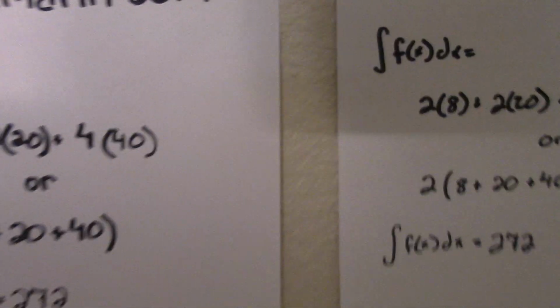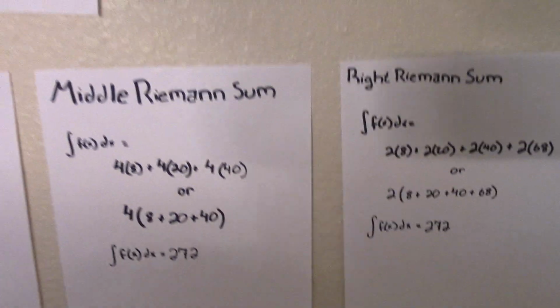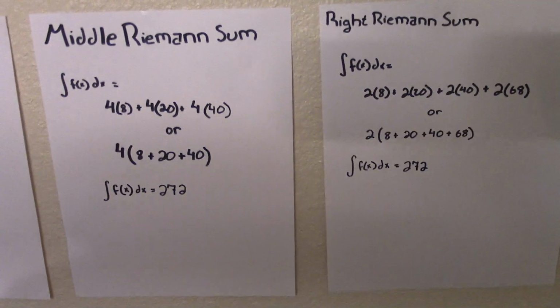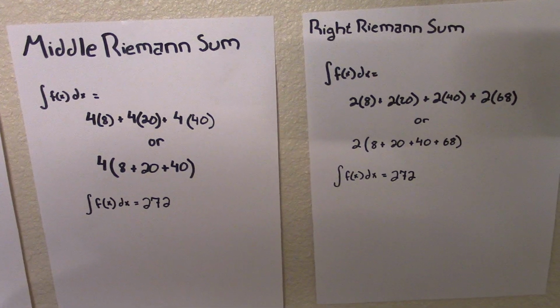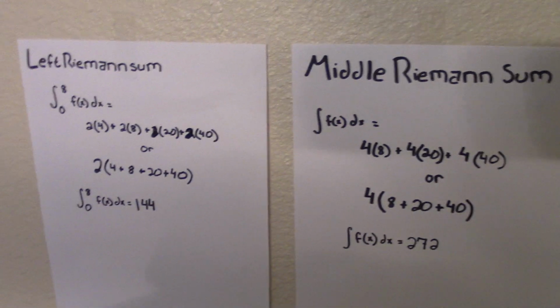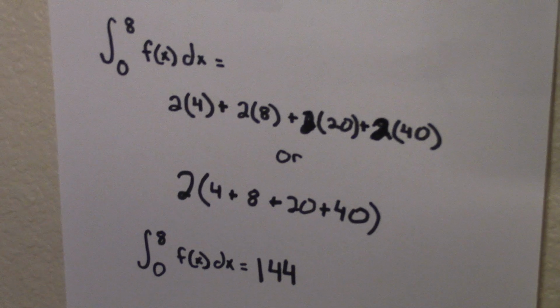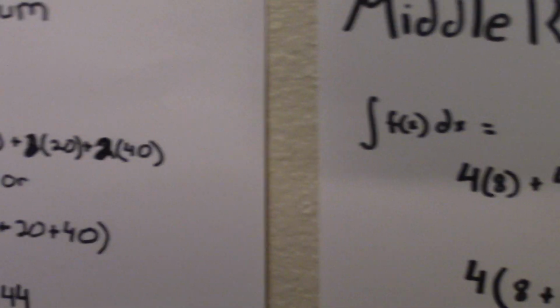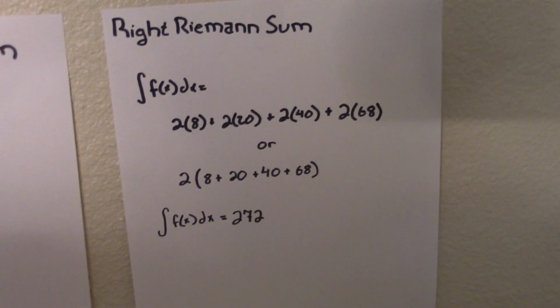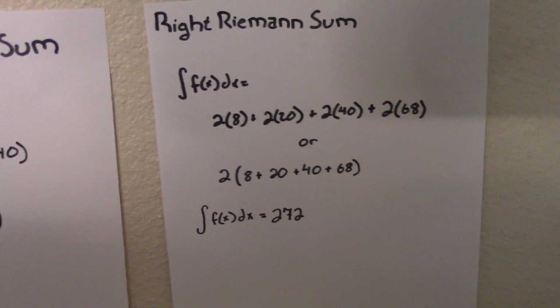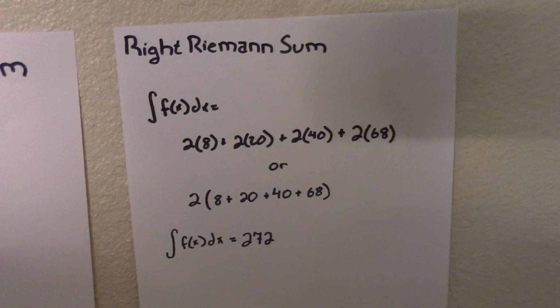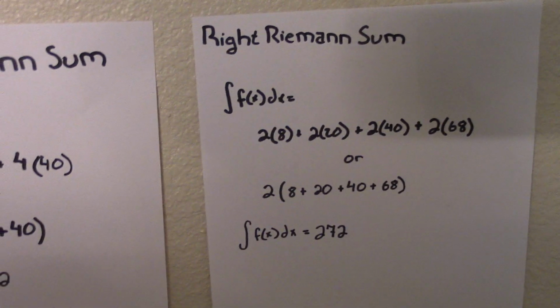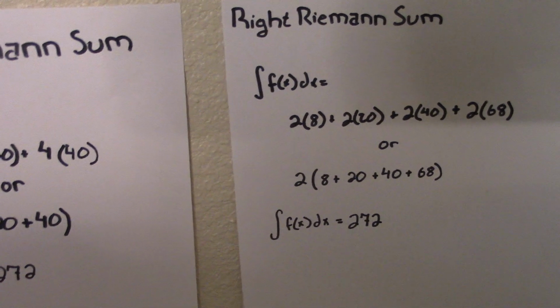And you notice that the middle and right Riemanns are the same for this one. Sometimes it works, sometimes it doesn't. But the left Riemann sum is usually lower, just because notice we used a 4 for the left and a 68 for the right. The numbers just change based on the function you're using. All right, that's it for Riemann sums.